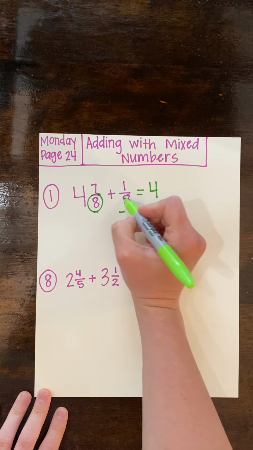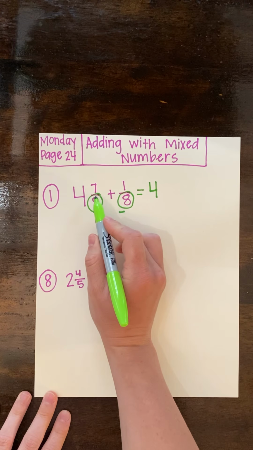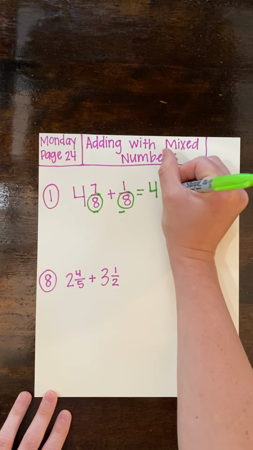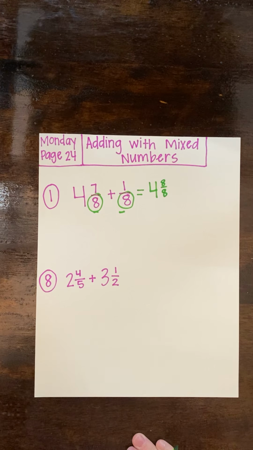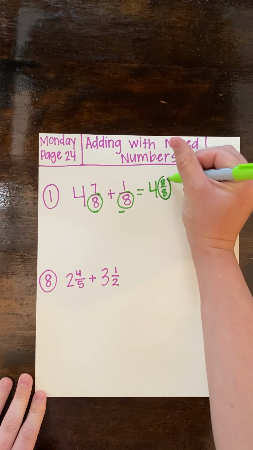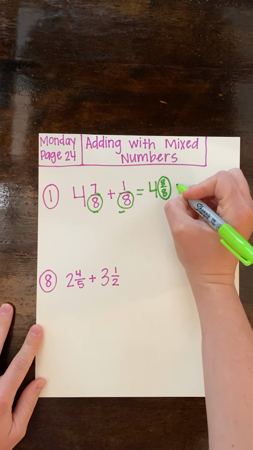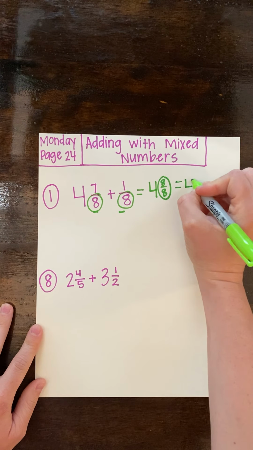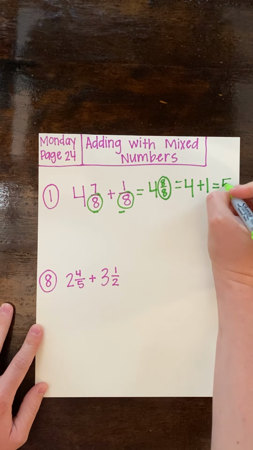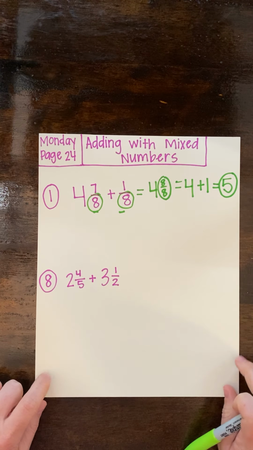Because I have the same denominator, all I have to do is add the numerator. So I have 7/8 plus 1/8. That's going to equal 8/8. So your answer for this one is 4 8/8. But the correct way to write this is something a little bit different. 8/8 is equal to 1 whole. So what I have here really is 4 wholes plus 1 whole. And we know that 4 plus 1 equals 5. So the answer to number 1 is 5.